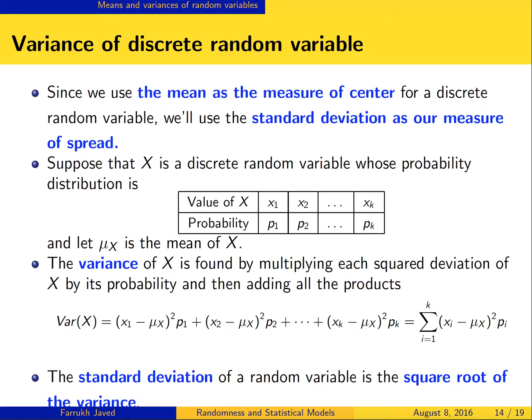So here we multiply the probabilities with the squared difference of each outcome from its mean, and then we add them up together to calculate the variance. If you take the square root of that variance, this will give you the standard deviation of the random variable.